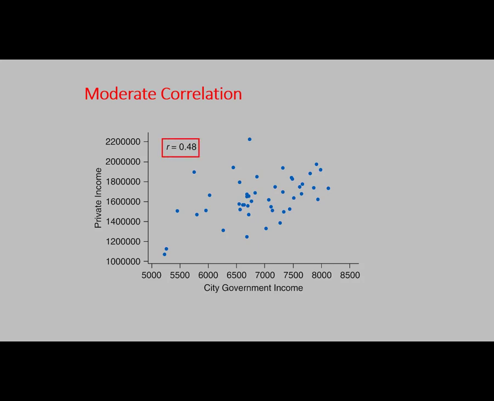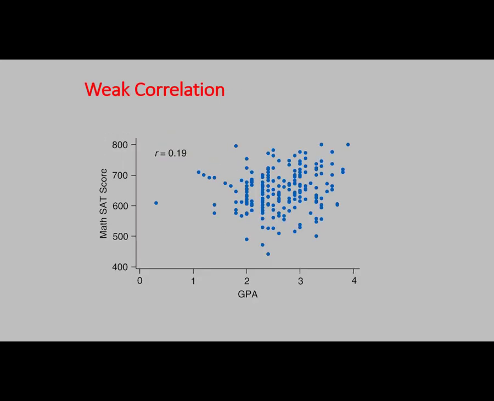This slide shows a moderate correlation. Note the value for R. And a weak correlation. Now, note that these three correlation coefficients, the ones we've seen in the last three slides, are all positive. We can have a negative correlation as well.